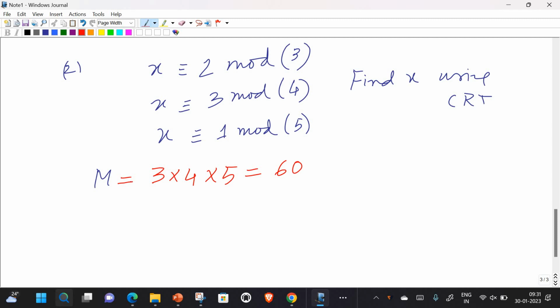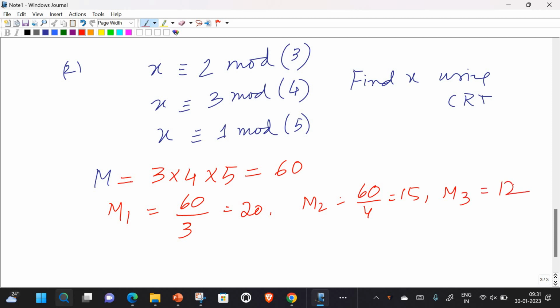So M should be around 60. M1 will be 60 by 3, M2 will be 60 by 4, and M3 similarly will be 12. So these are my M1, M2, M3 which are required. A1, A2, A3 we already know.